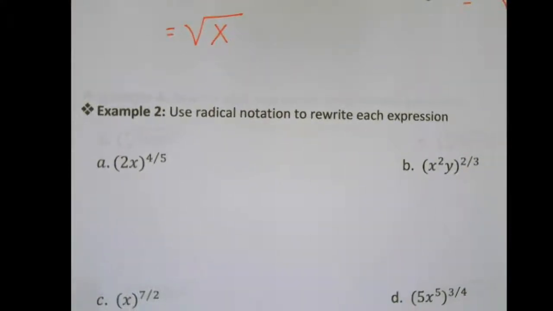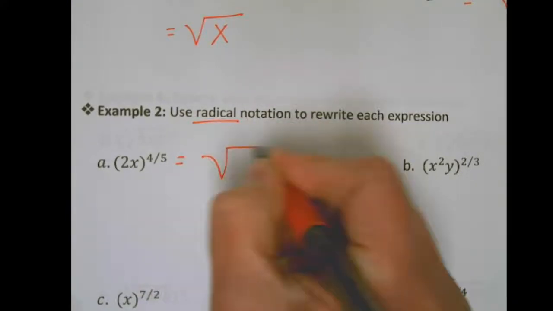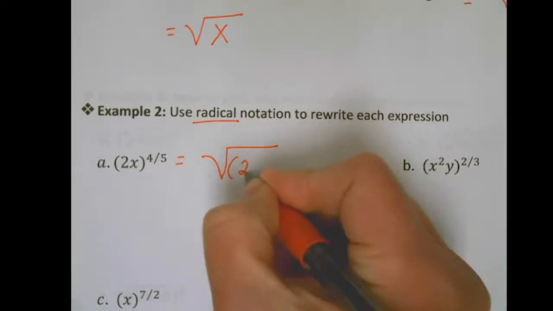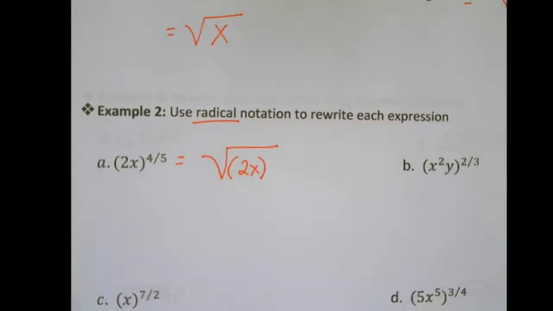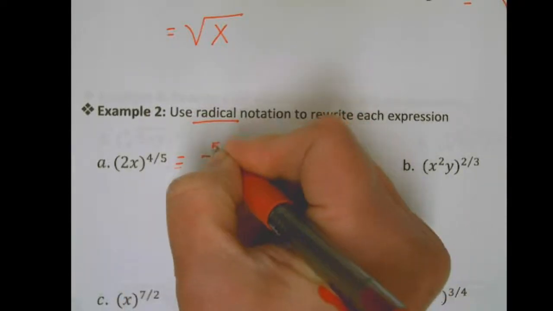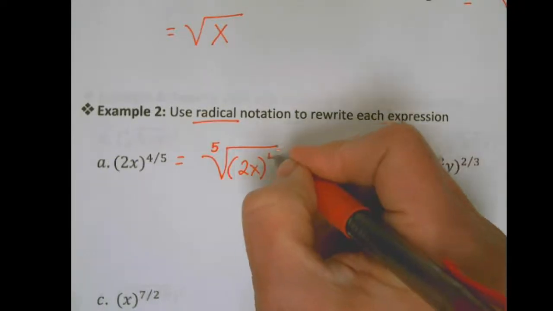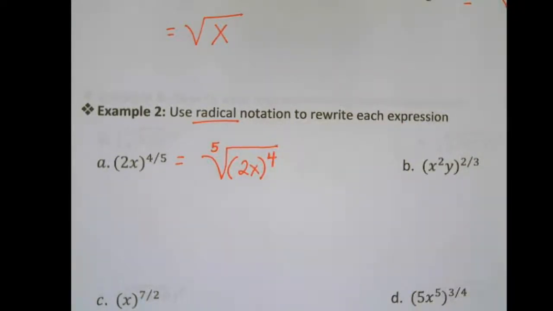Example 2a. Radical form has a radical sign. 2x goes right here. The denominator is 5. What about the 4? The 4 is the exponent on the 2x. Still 2x to the 4th power. The 5 denominator makes the index.